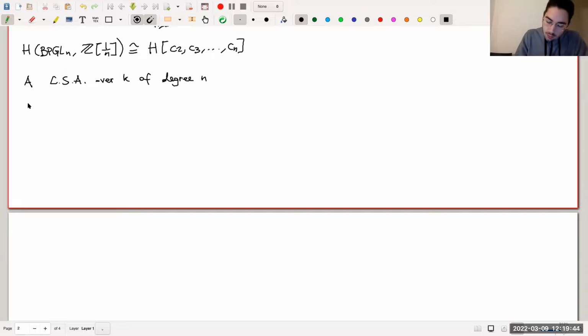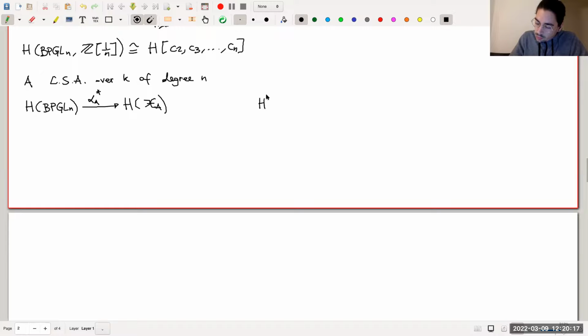Then, as I said in the beginning of the talk, we have a map from the cohomology of BPGLN to the cohomology of the Čech simplicial scheme associated to A. And remember that this object becomes just a point as soon as A splits. So this was called alpha A star.